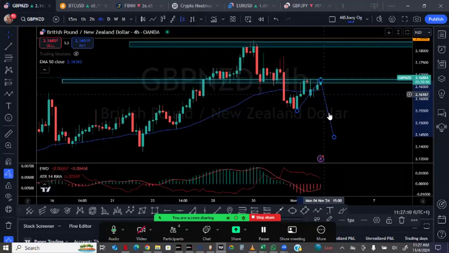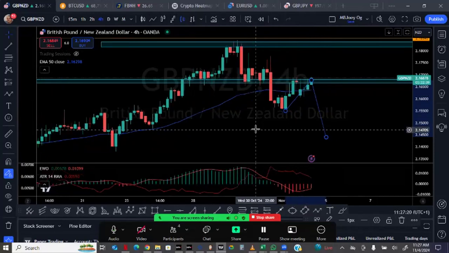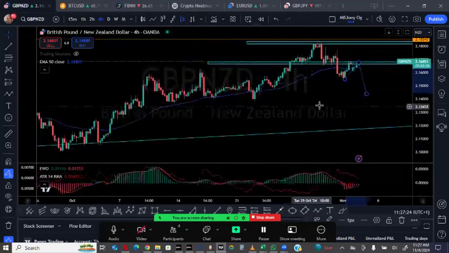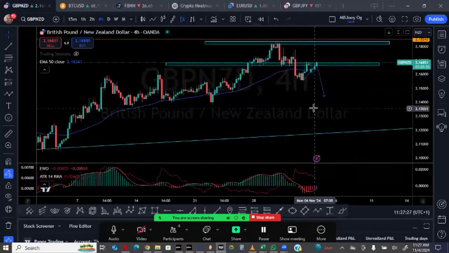So in this case, we are waiting for price to do a second rejection here and then give us our confirmation. Otherwise, we are just going to wait for this particular market to make its decision. Is it clear? Yes. Do we have questions on this?